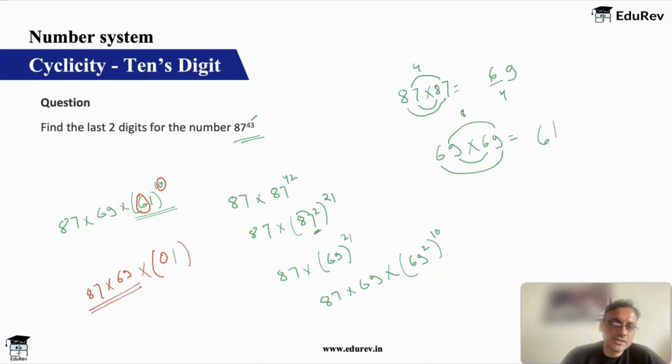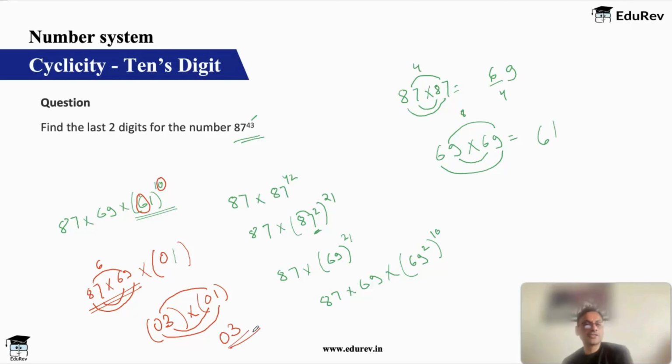What will be the last 2 digits? 7 into 9 is 63. So 3 and 6 carry. Then 8 into 9 is 72, plus 7 into 6 is 42. So 72 plus 42 is 114. 114 plus 6 is 120. So 0. So you get 03 into 01. Again multiplying them using the same concept. 3 into 1 is 3, and then 0 into 1 is 0, 3 into 0 is also 0, so you get 03. So your last two digits are going to be 03.